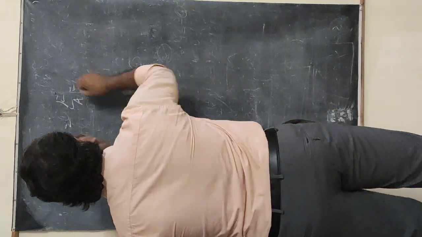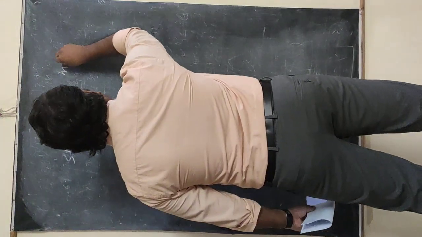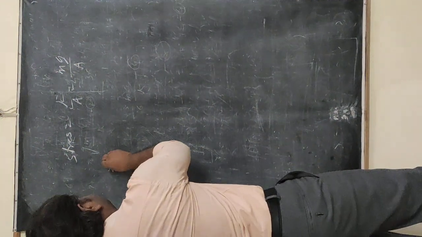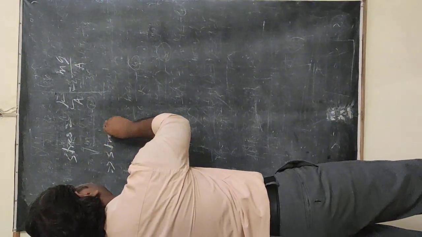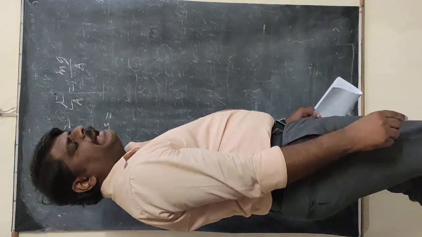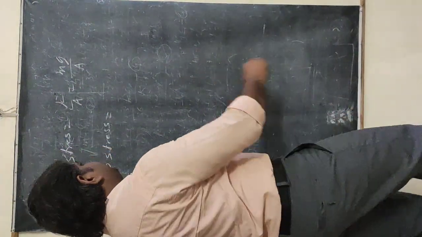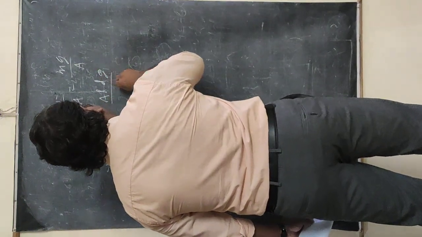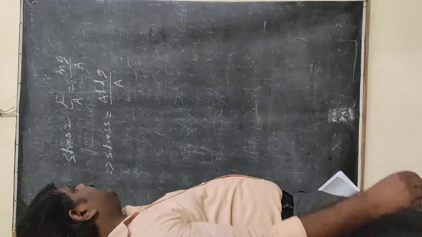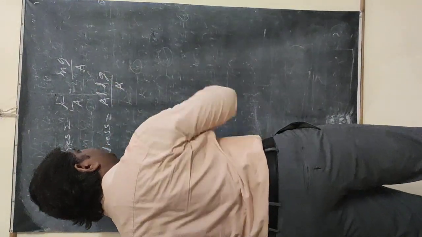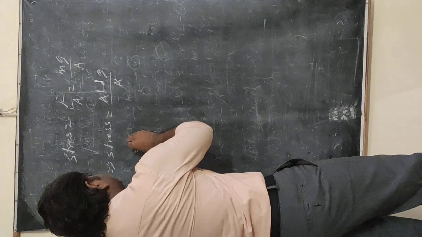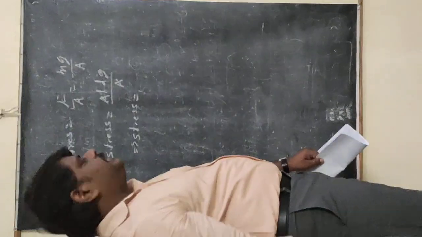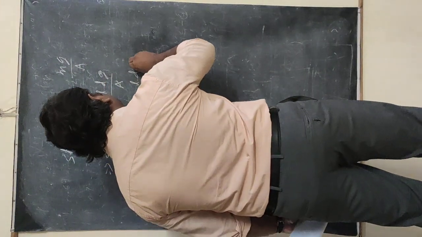F by A. F means what you can write? M into g by A. That implies stress is equal to, mass can be written in terms of volume and density, so A into L into density D, into g by A. What is going to be cancelled here? A is going to be cancelled. That implies the breaking stress is equal to L into D into g.